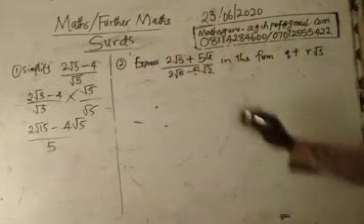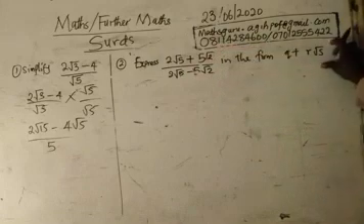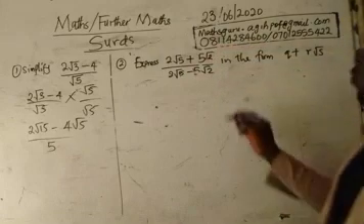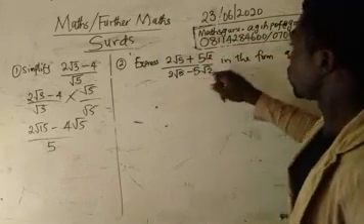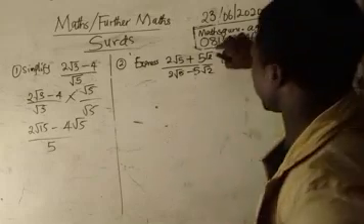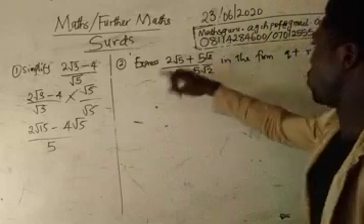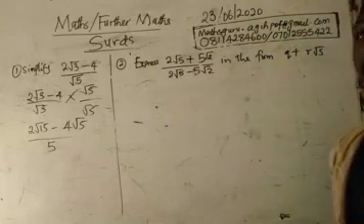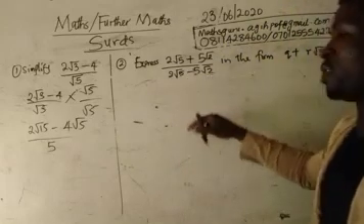Then question number 2 says we should express this in this form. All we are going to do is to rationalize the denominator. How do we do that? We multiply the numerator by the conjugate of this denominator and the denominator as well.